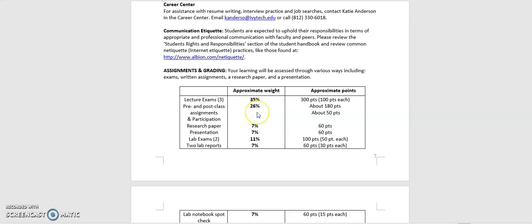They take up about 26% of your final grade. And then you will be asked to write a research paper. The topic of the research paper is up to you, but if it has anything to do with molecular biology, that is fine.